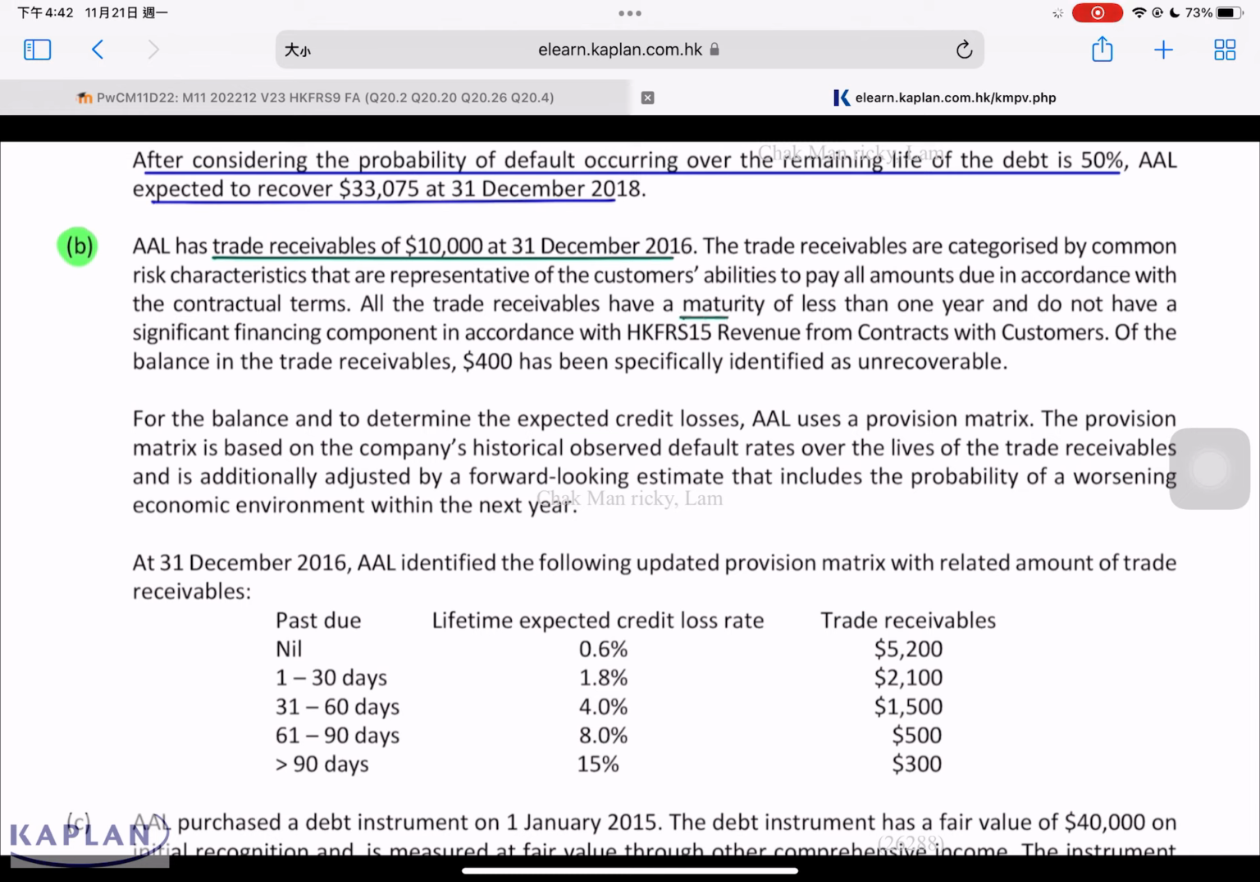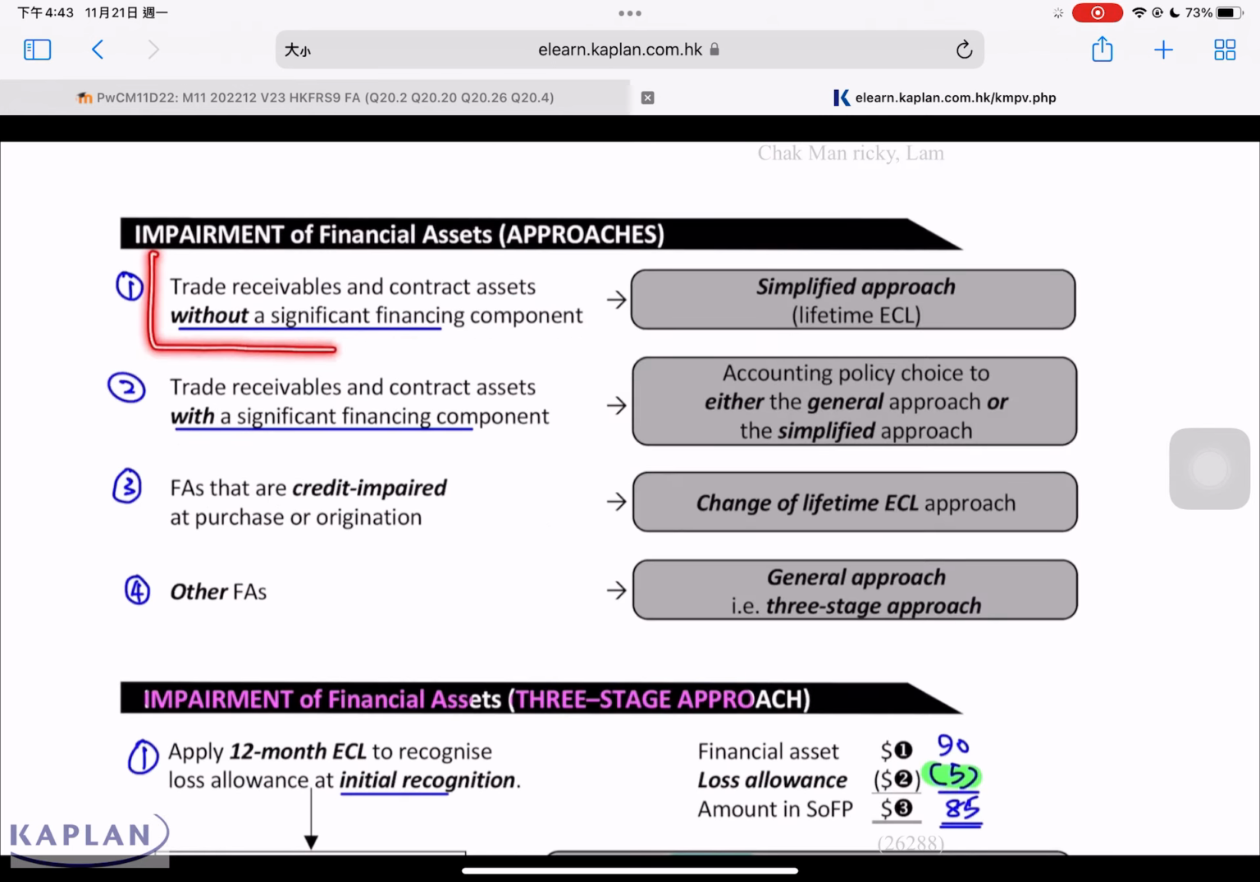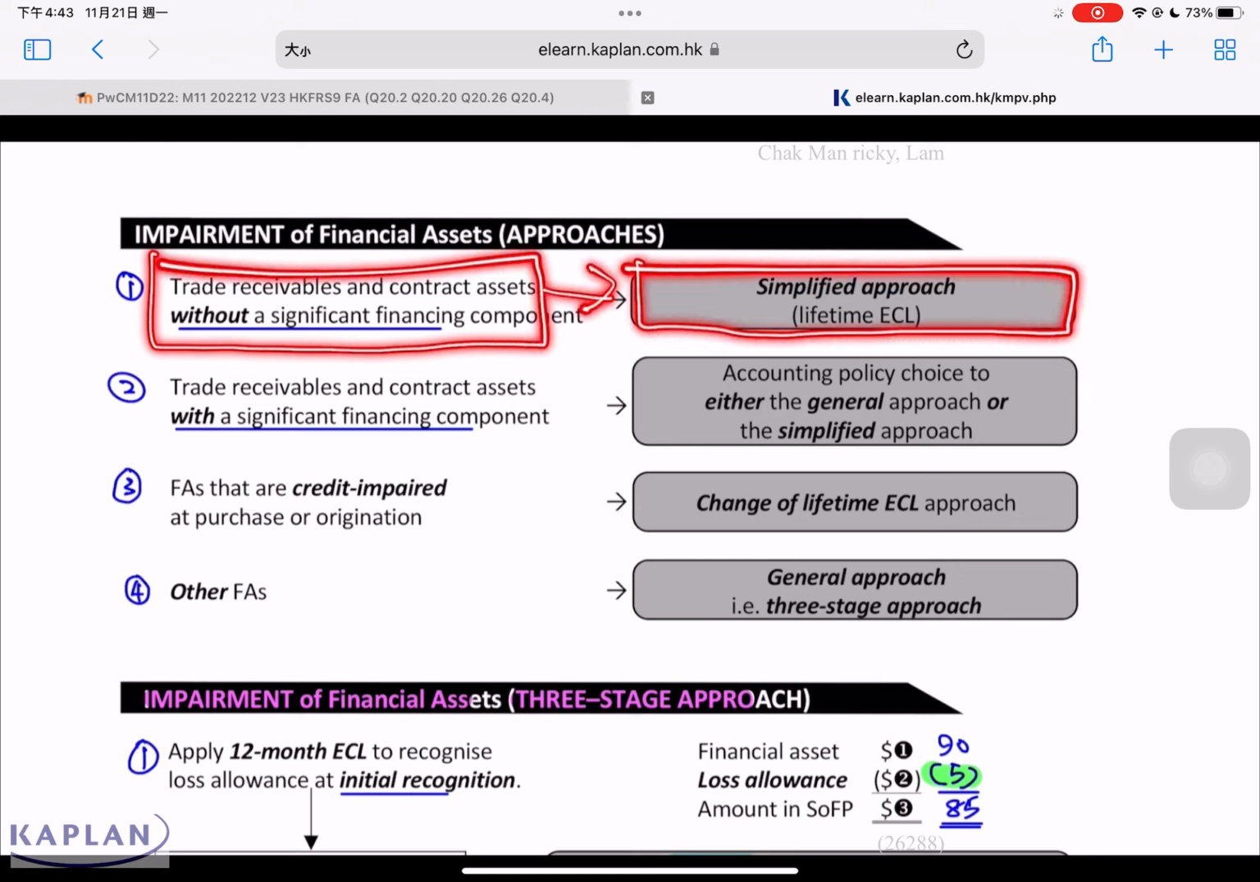All trade receivables have a maturity of less than a year. This is a trade receivable without a significant financing component. If it's without significant financing components, we have to apply the simplified approach for the impairment model. We only use the lifetime expected credit losses.